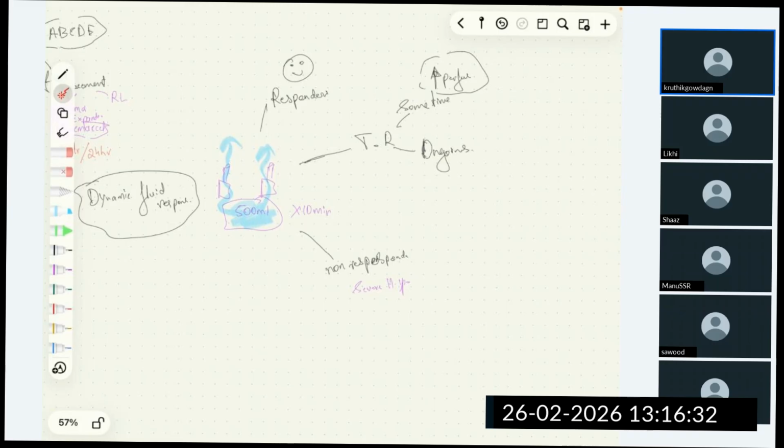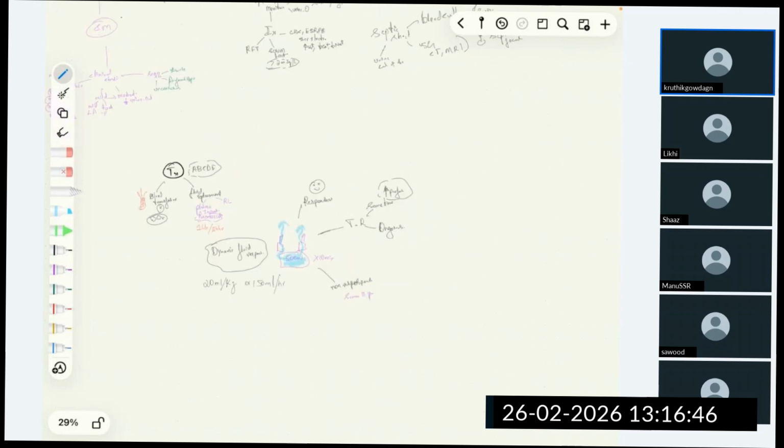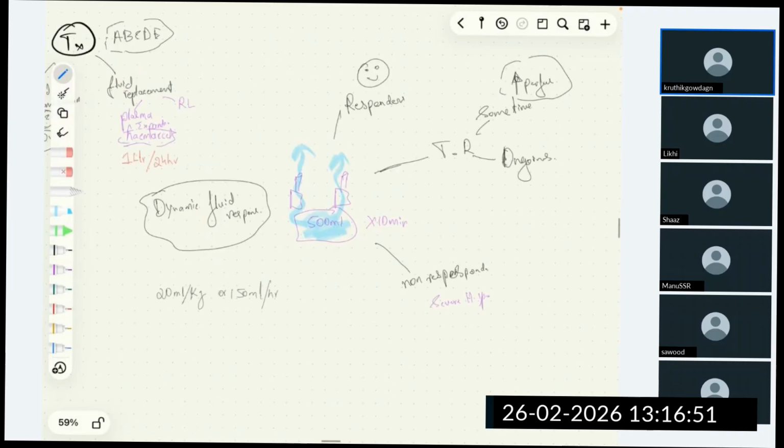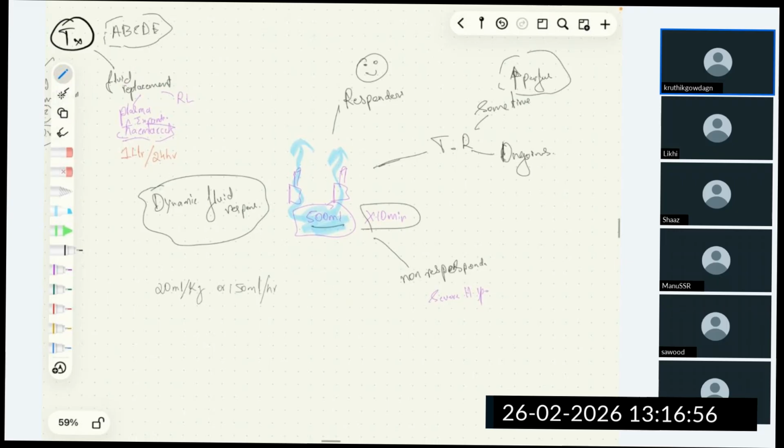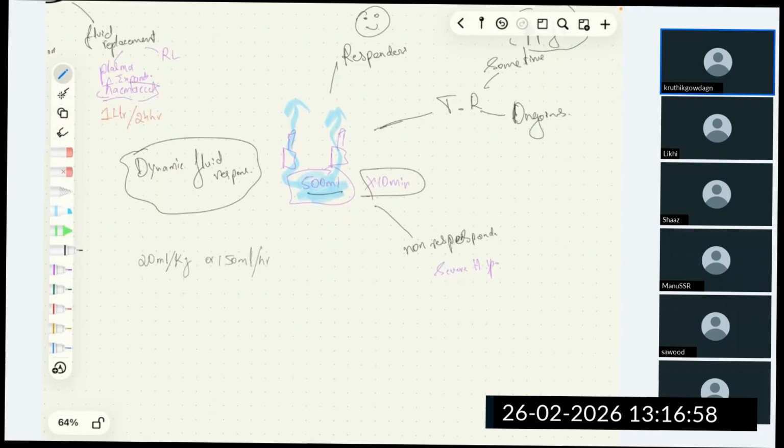Okay, fluid therapy is continued as 20 ml per kg or 150 ml per hour. Fluid therapy is continued after the dynamic fluid response, where we give 500 ml in 10 minutes. After that, we'll continue the treatment as 20 ml per kg or 500 ml per hour. This is about dynamic fluid response and fluid replacement in case of hypovolemic shock.